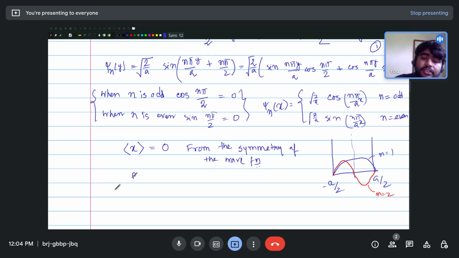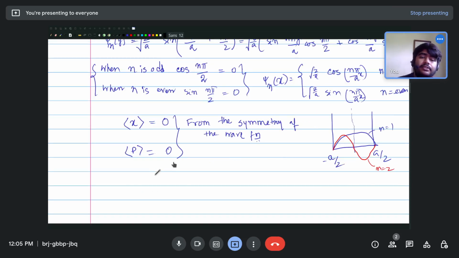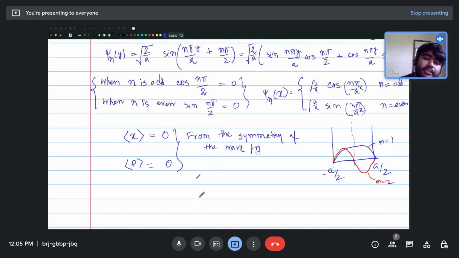And p average will also become 0, just from the symmetry, right? We are in a symmetrical coordinate, and we will be exploiting this. Here you can also try to calculate this p square average and x square average. So this will not be 0. It will have some value, because the uncertainty principle imposes that this cannot be 0.